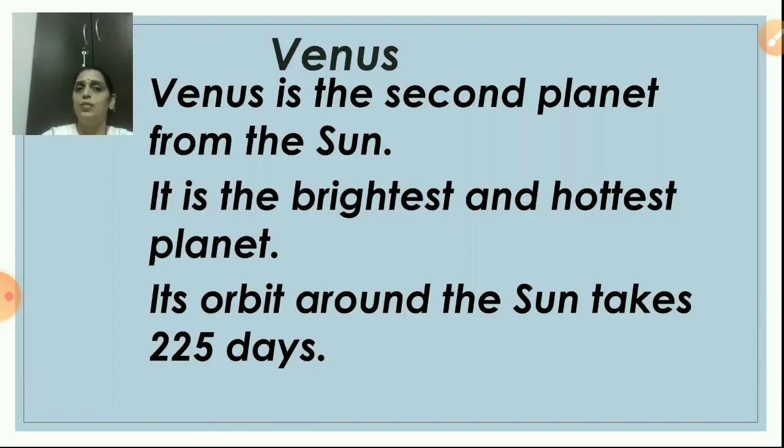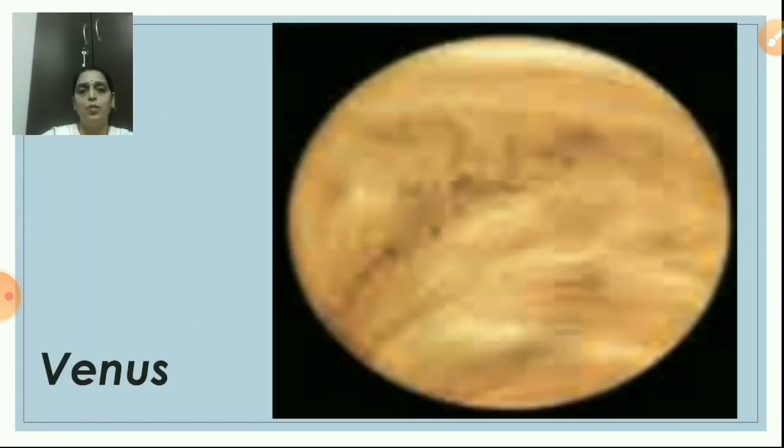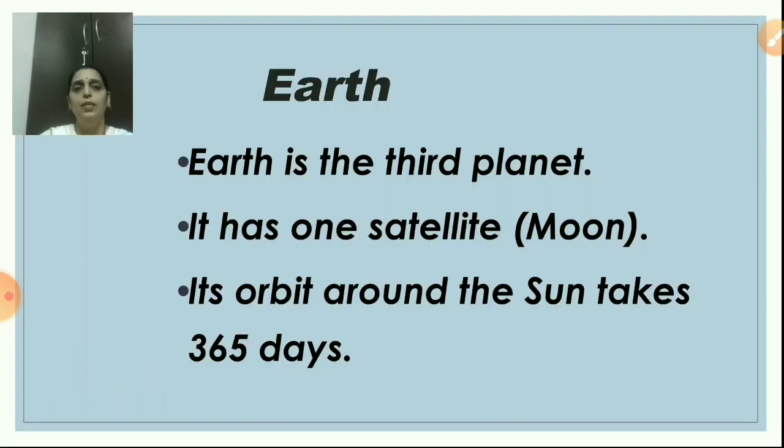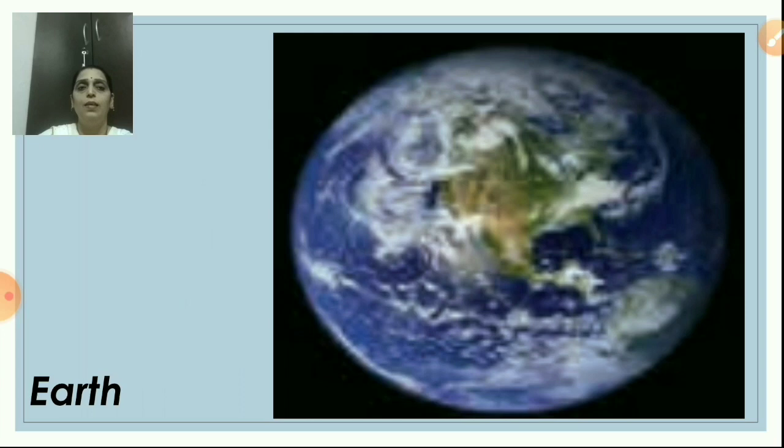Now the next is Venus. Venus is the second planet from the Sun. It is the brightest and the hottest planet. Its orbit around the Sun takes 225 days. And this is the picture of Venus. Very good. Next is Earth. Earth is the third planet. It has one satellite, means moon. Its orbit around the Sun takes 365 days. And this is the picture of Earth.